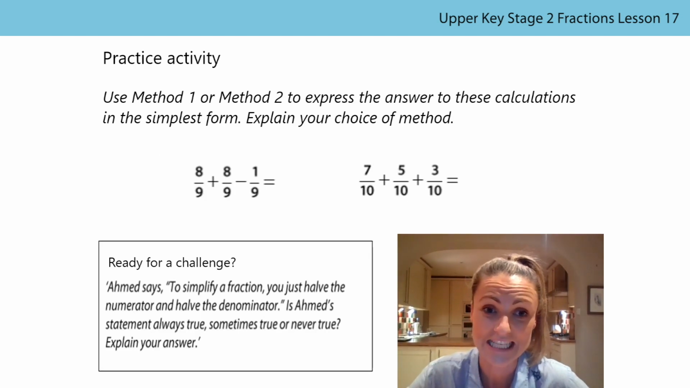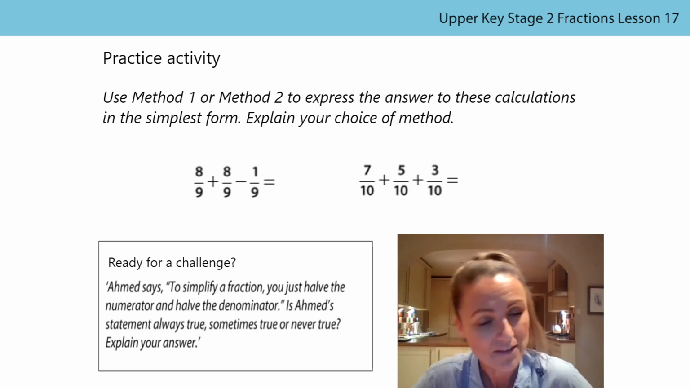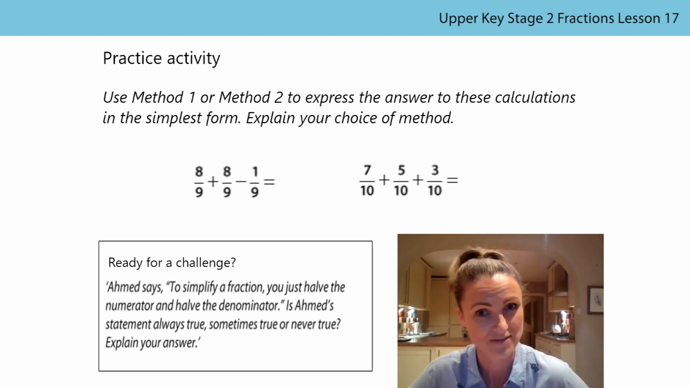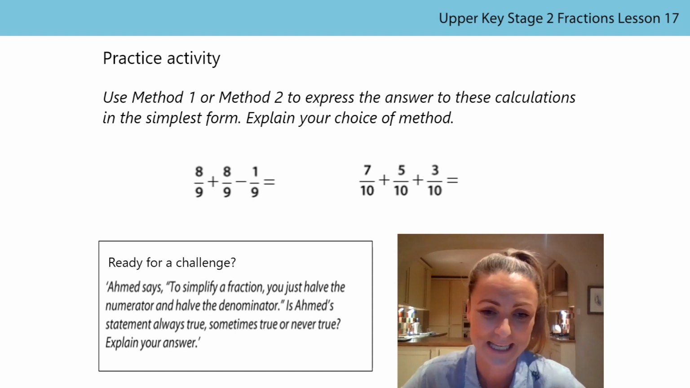So here are the practice activities that I'd like you to have a go at before next time. So what I want you to do is to look at these calculations and use method 1 or method 2 to express the answer to these calculations in the simplest form. But what's really important here is that you consider why you've picked those methods and you are able to explain your choice. If you're not sure, perhaps you could use both and consider which one felt easier, which one felt more comfortable. But remember, the really important part is being able to justify why you picked method 1 or method 2 as the most efficient, the easiest, and which one you'd choose again.